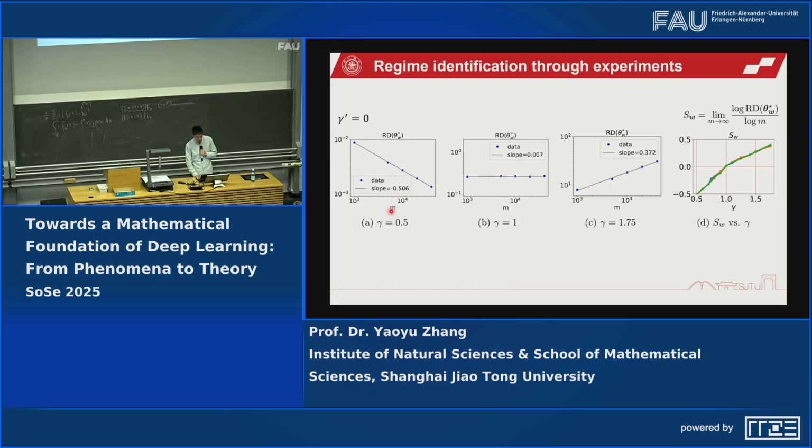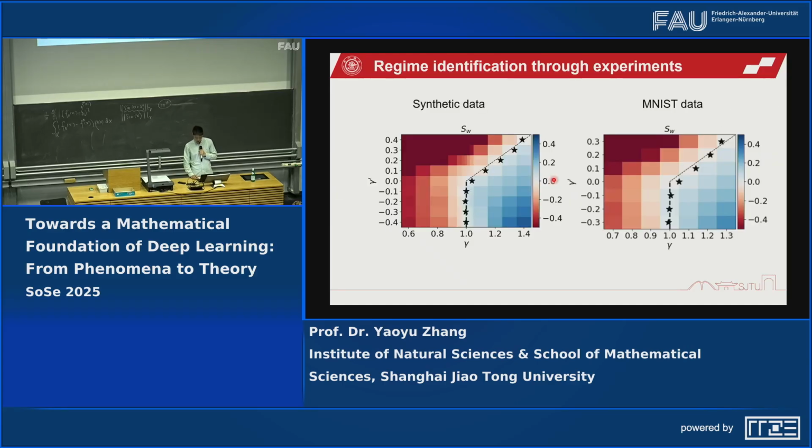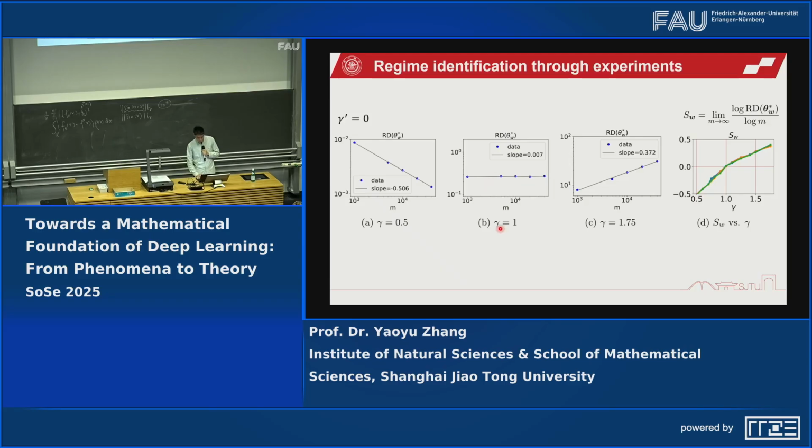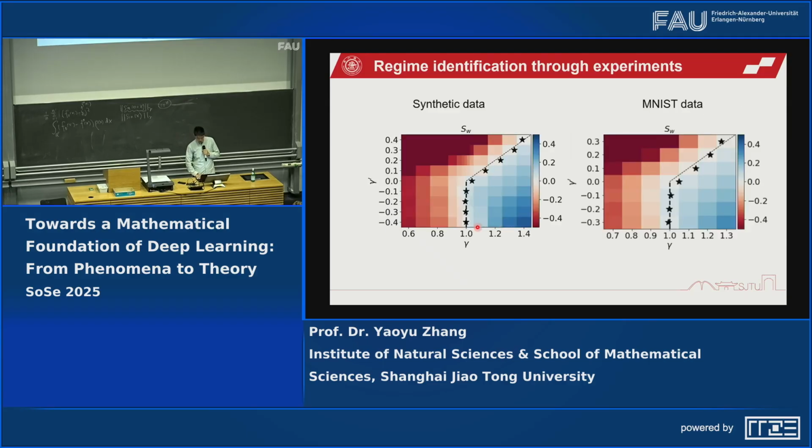What you can do is, as m goes to infinity, you can measure the relative distance as m becomes larger and larger. Using different gamma, you can observe the change of this relative distance and extrapolate. You can see that when gamma equals 1 at the transition, it's a flat line, like order 1. And we can also empirically observe in the phase diagram where this relative distance goes to 0 and where it goes to infinity. In that sense, we obtain this empirical phase diagram.